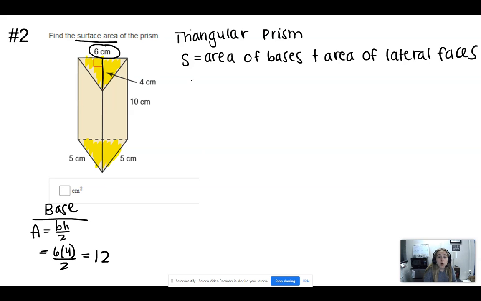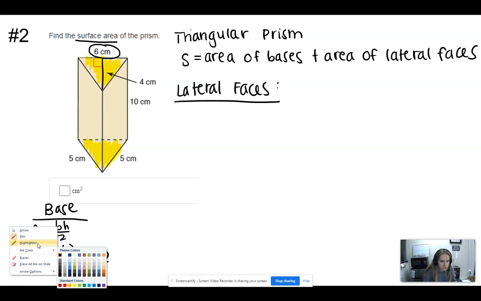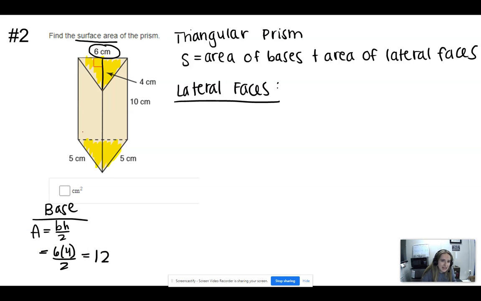Now we need to do our lateral faces, okay? So we're going to find the areas of our lateral faces. So I'm going to do some highlighting so it's a little bit easier. So first, let's do the left side lateral face, okay? So that left rectangle.